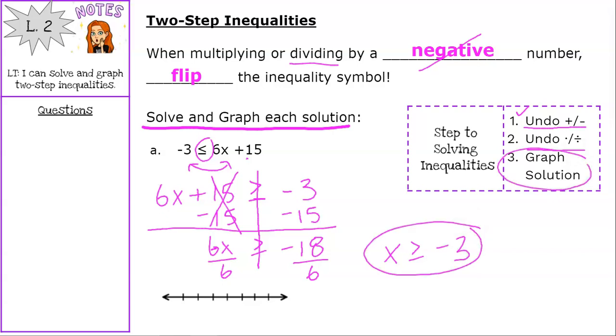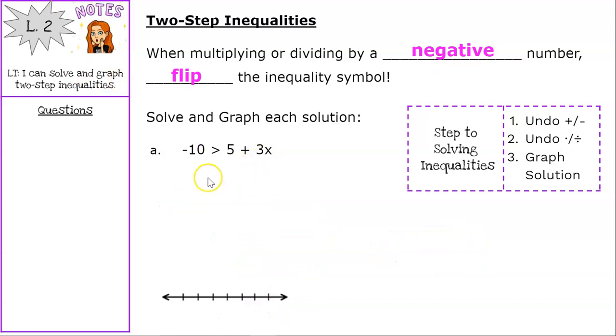And then that last step is to just graph the solution. We have negative 3 in the middle, negative 2 on the right, negative 4 on the left. It's greater than or equal to, so we close the circle, and then we shade in the greater than direction. Last example, so we're going to solve and graph for this inequality. Negative 10 is greater than 5 plus 3x.